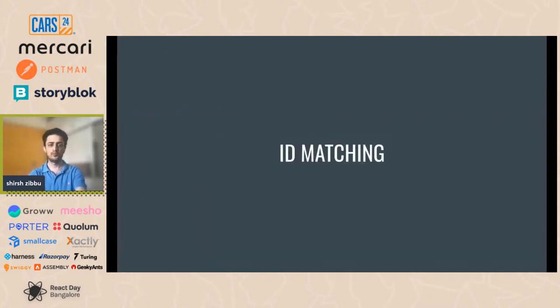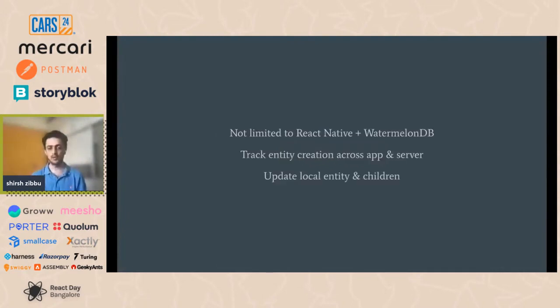One of the new problems that we now face is ID matching. What this means is, whenever I'm creating an entity on my app, we have to create the same entity on the server, but the IDs might not be the same. So how will my app keep track of what entity was created on the server? This is not a new problem. This has been existing in all kinds of offline systems that are synced with an online or remote location.